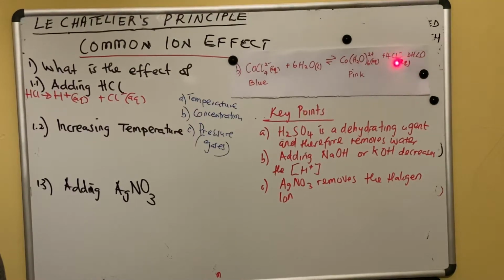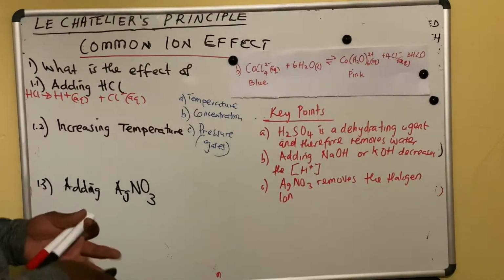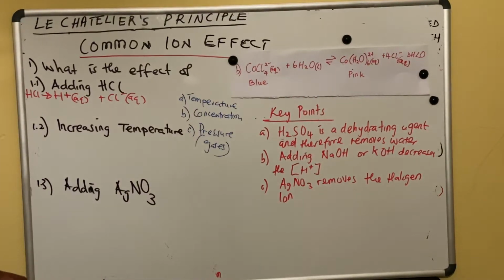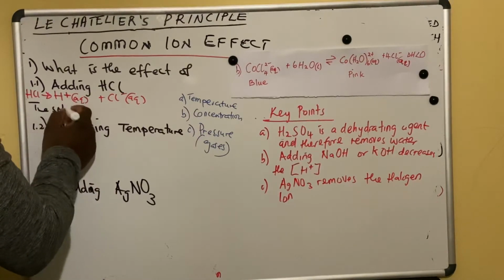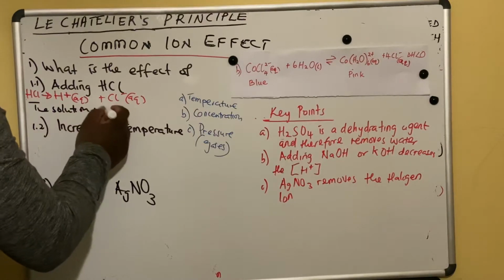So the reaction that is going to be favored there is the one that reduces the concentration of Cl minus. Remember, we have increased the concentration of Cl minus, so the system is going to oppose by trying to reduce it. How does it reduce the concentration of Cl minus? It favors the backward reaction. So when it favors the backward reaction, it means the solution will become blue in color.